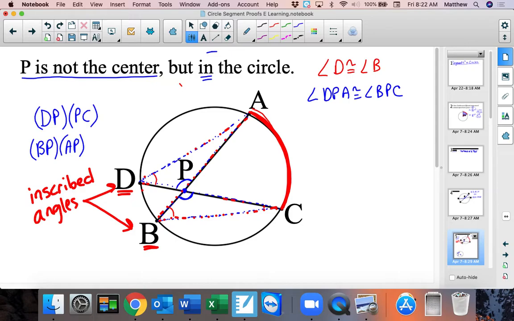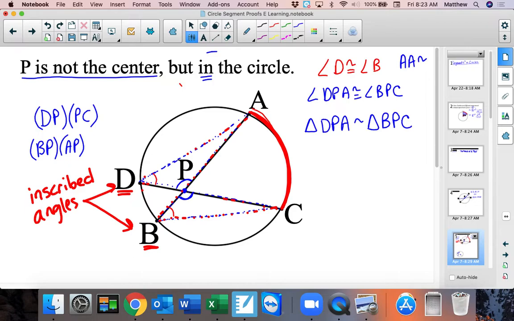So you might think back, past circles, into triangles, and specifically similarity of triangles. Notice that if I have two angles, I can use my angle-angle similarity theorem. And in fact, I can then say triangle DPA is similar to triangle BPC.